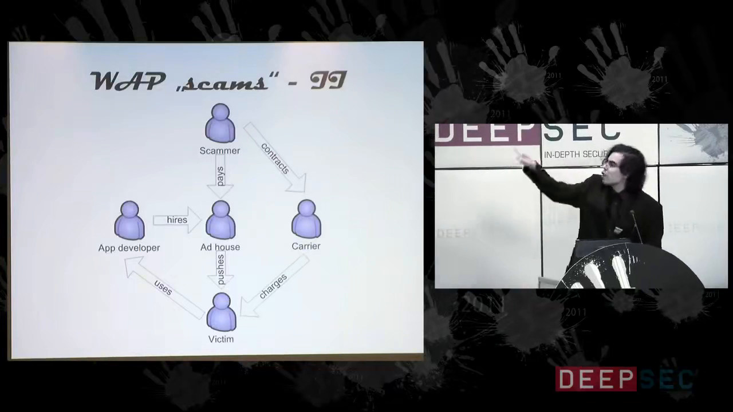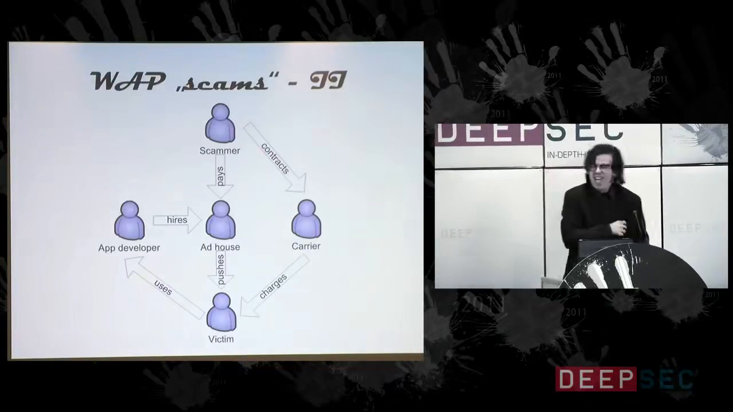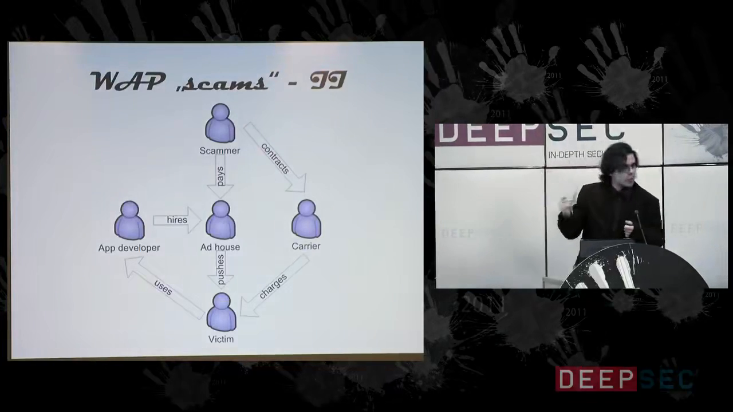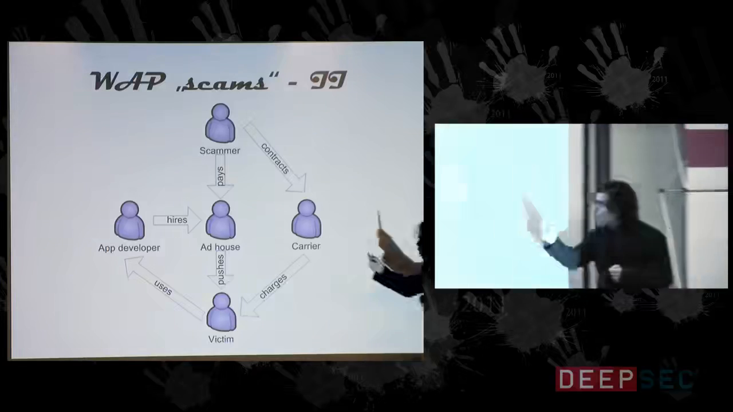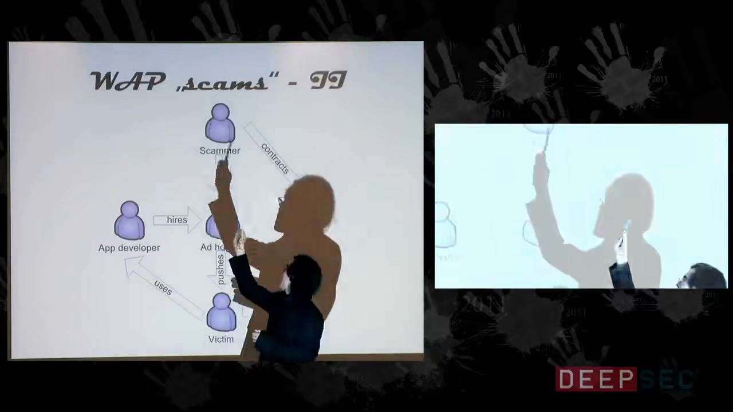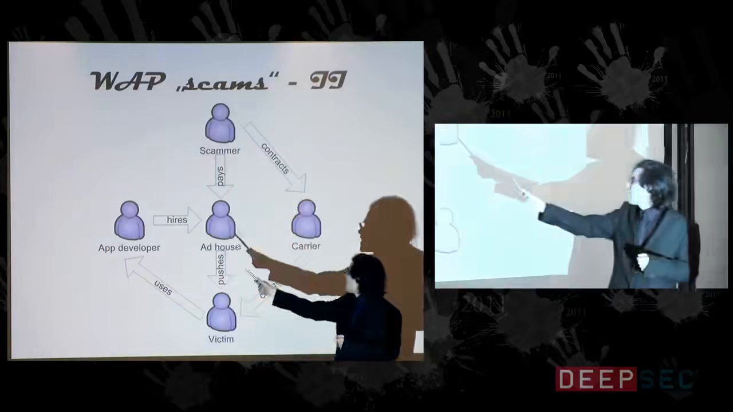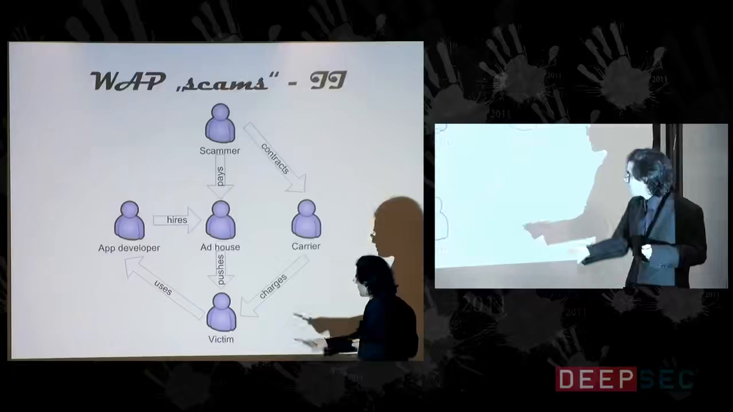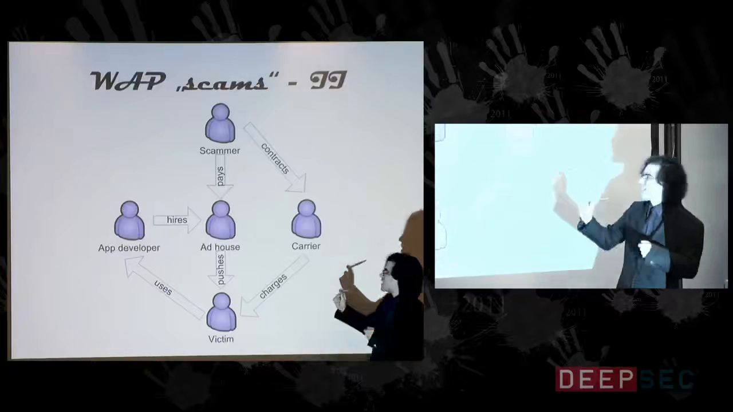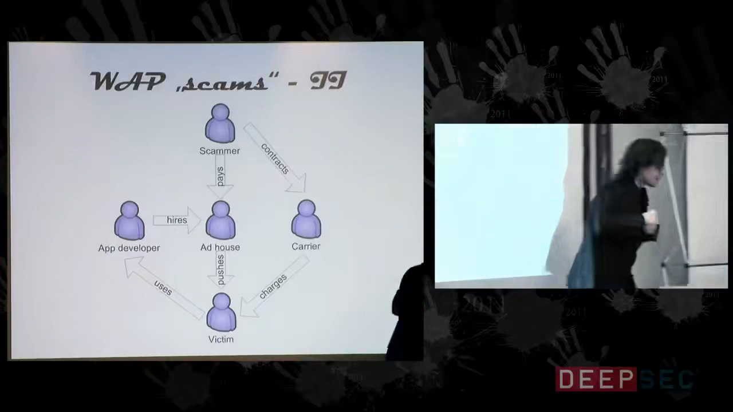So we've got a total of 5 parties involved, and only one of them is acting criminally. Only this guy here is acting criminally. The developer doesn't know anything, he's powerless. The ad house doesn't really know much either. The victim obviously is powerless by stupidity. And the carrier, well.